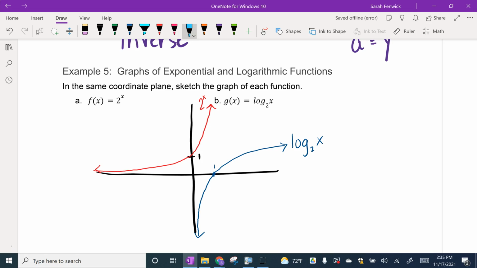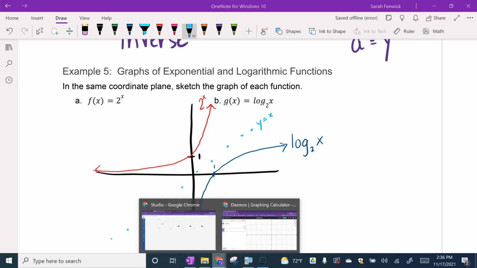Another characteristic of inverse functions is that they are a reflection of each other over the line y equals x. So if I fold it along that line, these two graphs should match up. Now keep in mind that I drew those by hand, so they probably wouldn't be perfect, but you get the idea.